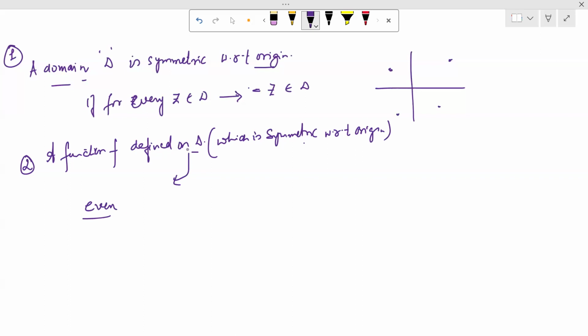Matlab, what is a domain D which is symmetric with respect to origin? It will contain the point z, and it will also contain the point minus z. So if it contains both the points z and minus z, then the function is said to be even if f of z is equal to f of minus z, and it is said to be odd if, this is something that you already know, minus f of z is equal to f of minus z. So if your domain is symmetric, then you can define two other functions, that is even and odd. If f of z is equal to f of minus z, then the function is even. If minus f of z is equal to f of minus z, then the function is odd. I hope it is clear.